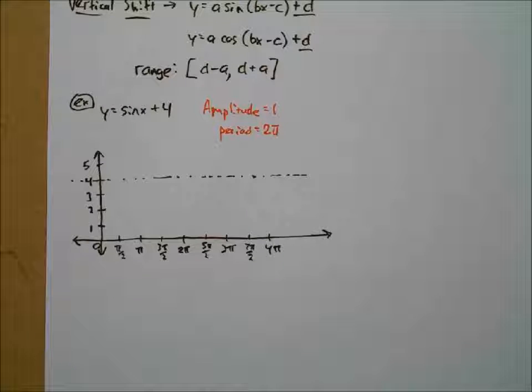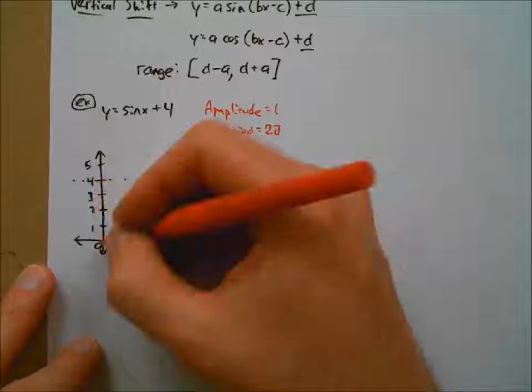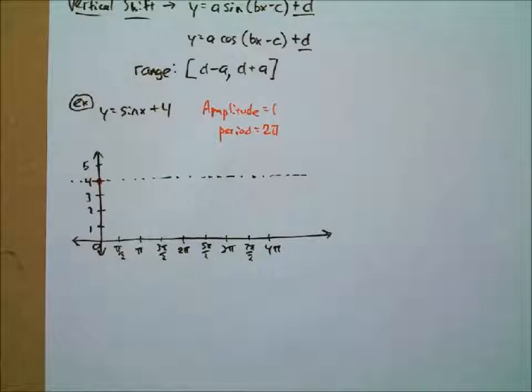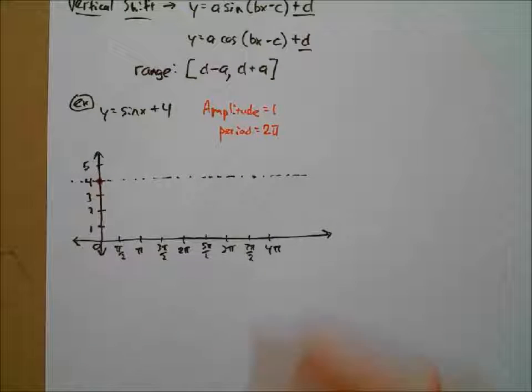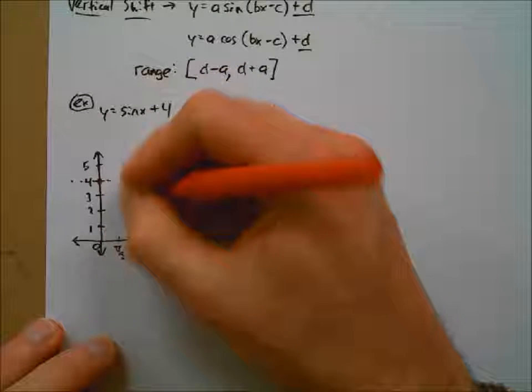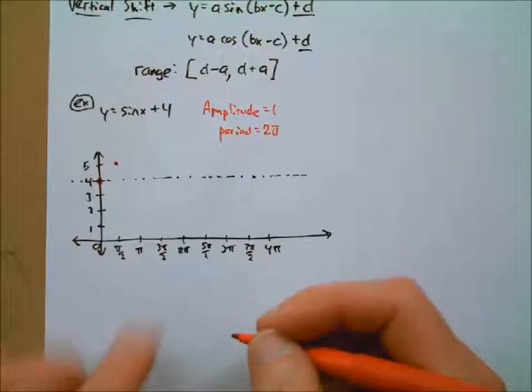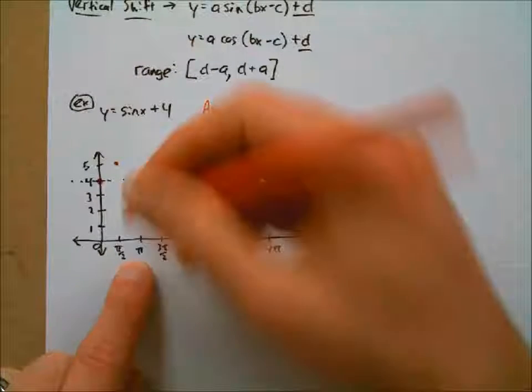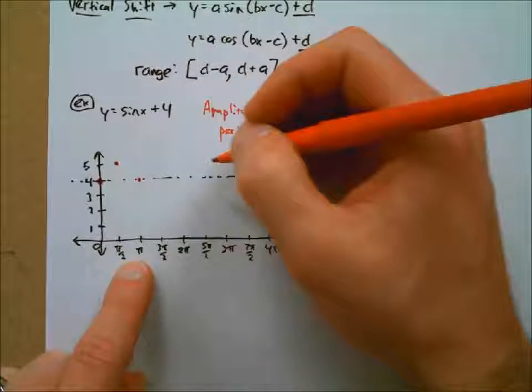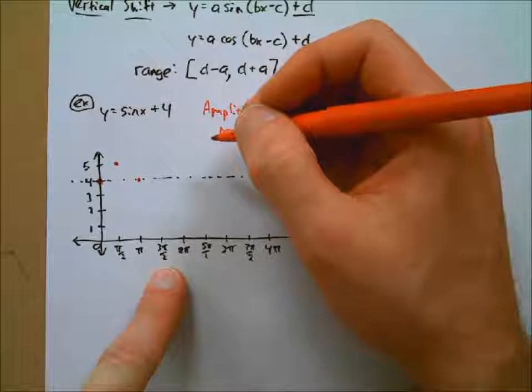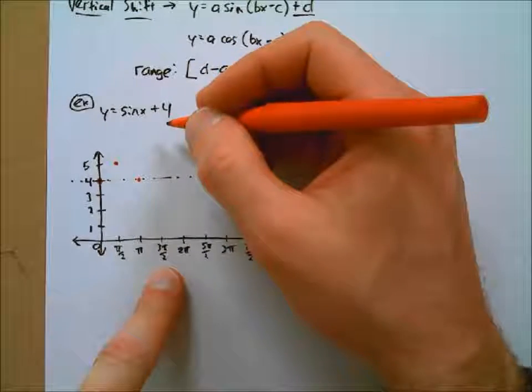So now let's plug in an x value here, right? We'll start with 0. What's sine of 0? 0, but then plus 4, 4, right? So 0, 4. Plug in pi over 2. What's sine of pi over 2? 1 plus 4, 5. So pi over 2 is 5. Plug in pi. Sine of pi, 0 plus 4, 4. Plug in 3 pi over 2. Sine of 3 pi over 2 is negative 1 plus 4 will be 3.